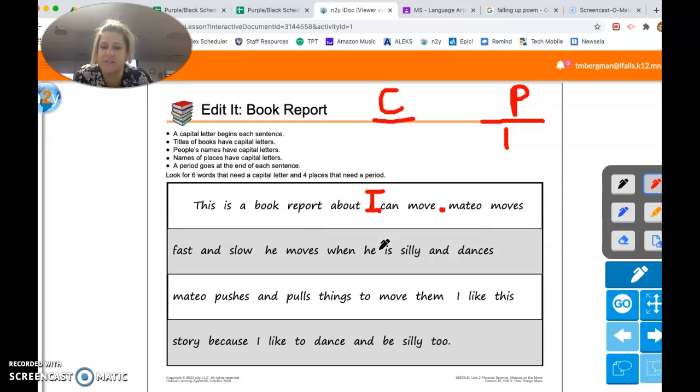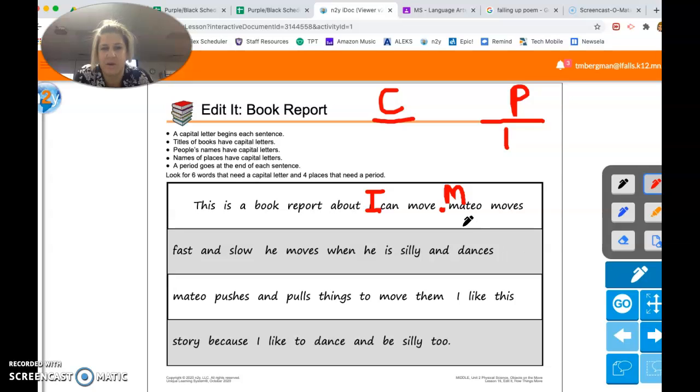Mateo moves fast and slow. He moves when he is silly. Now remember our second reminder, people's names have capital letters. So how about Mateo? Remember that was the boy's name in our story. So this is going to be a capital M. There we go. Mateo moves fast and slow. He moves when he is silly and dances.